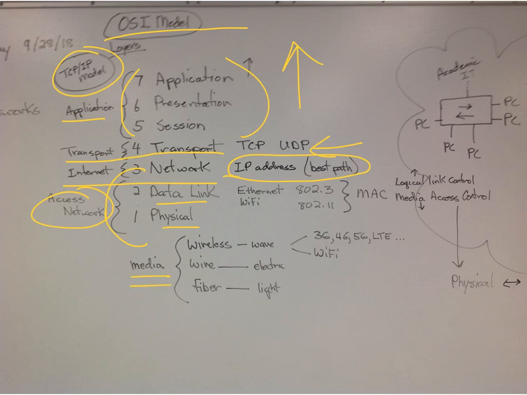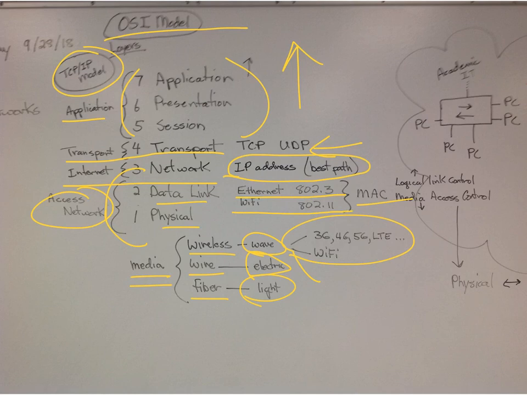Talked about the media, wireless, wired, fiber, a wave in the air. These are 2 options. There's actually more than that. Sending electricity through the wires, light through the fibers. Ethernet, 802.3, Wi-Fi, 802.11. Protocols. They're protocols on how we connect into the network.